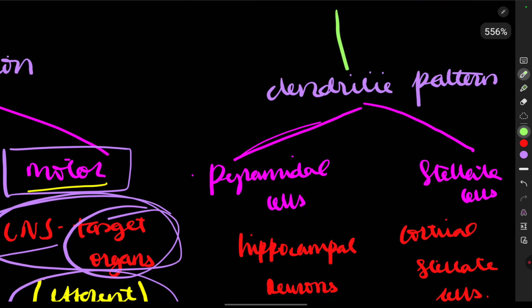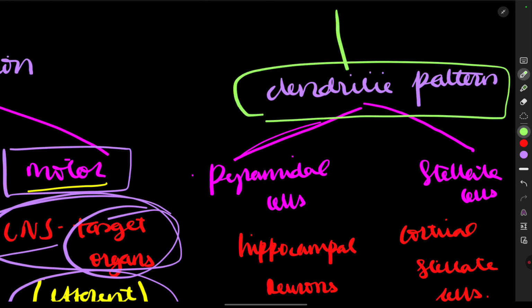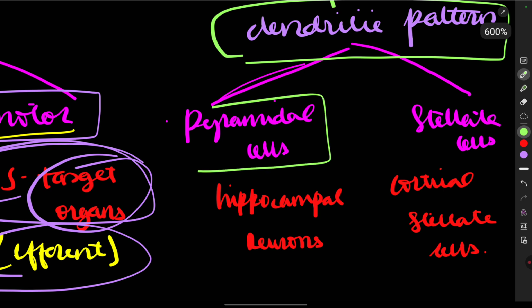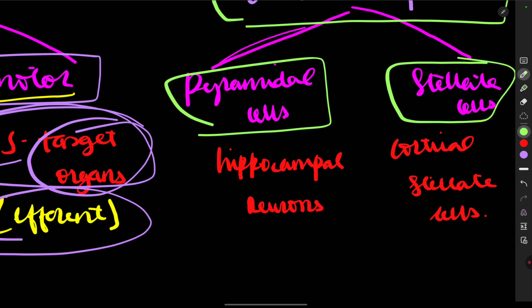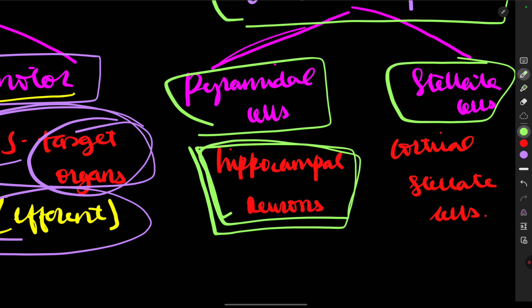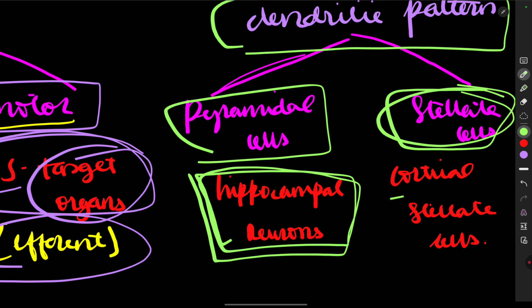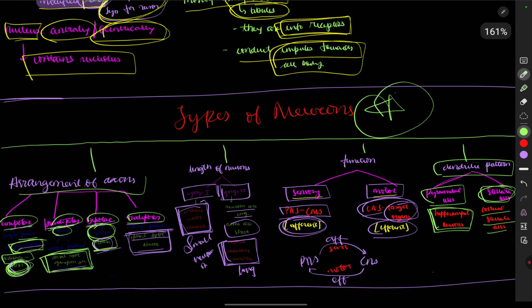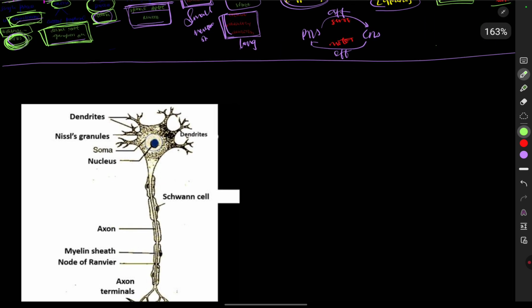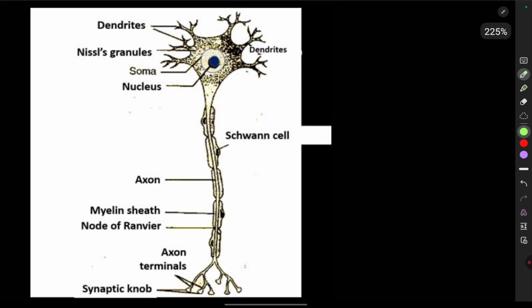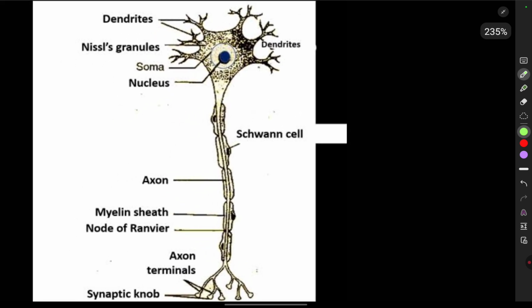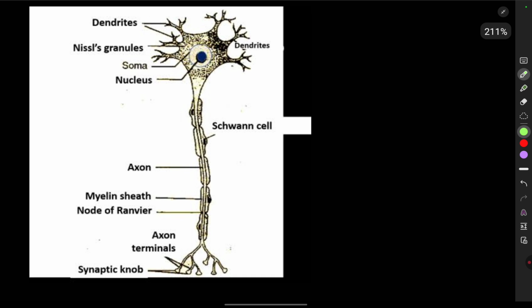Now the last one is the dendritic pattern. On the basis of dendritic pattern, we have two, the pyramidal cells and the satellite cells. Pyramidal cells are pyramid shaped, present in the hippocampal neurons, and the satellite cells are in the cortical region. So on the basis of four types: arrangement of axons, length of neurons, functions of neurons, and the dendritic pattern. Now we are going to see the remaining diagrams.